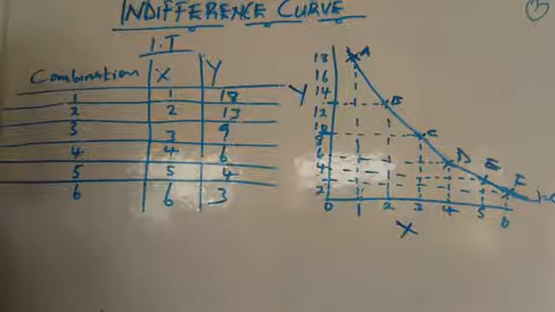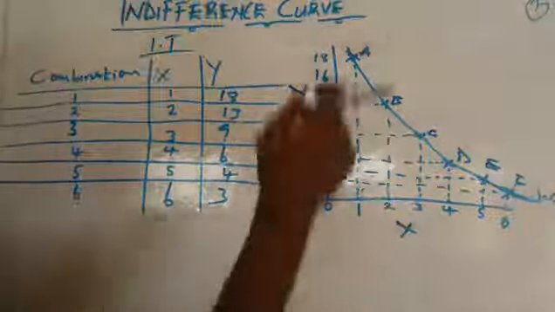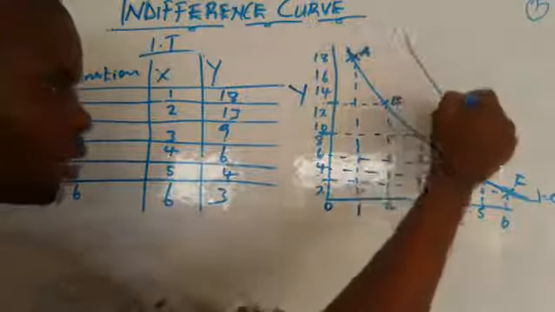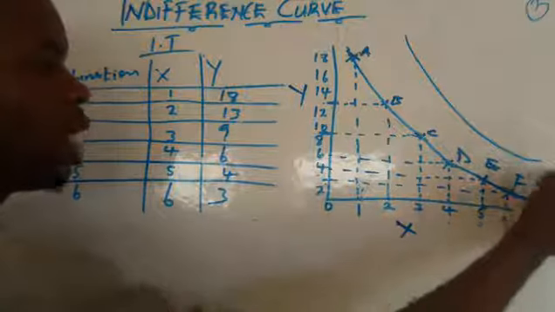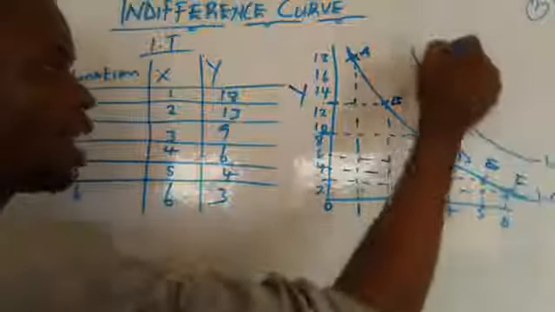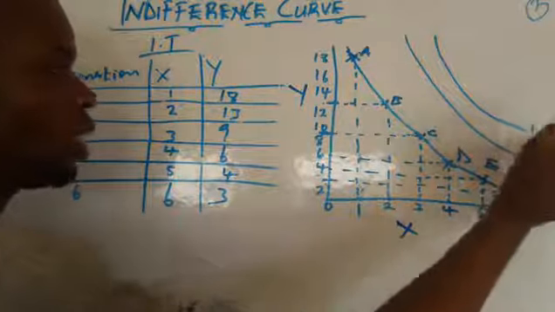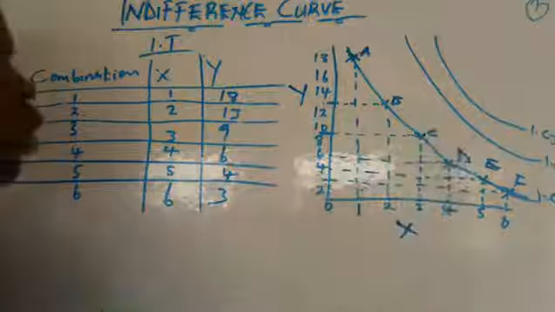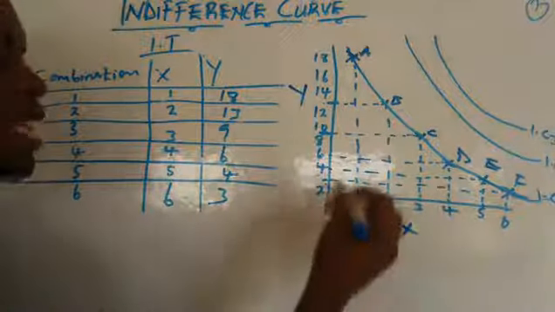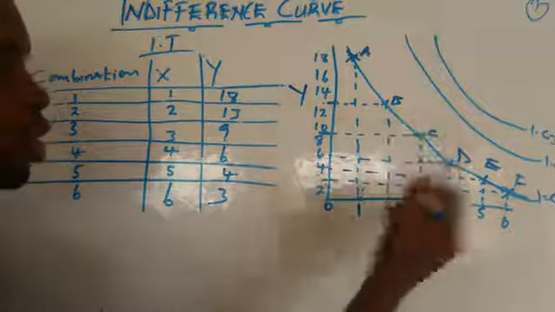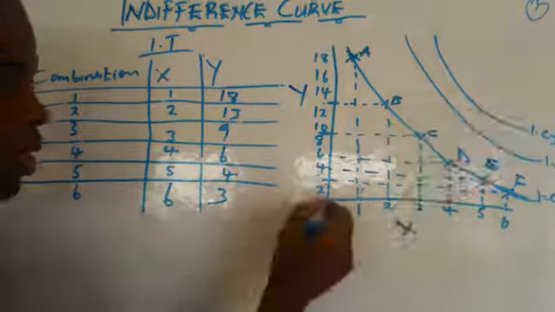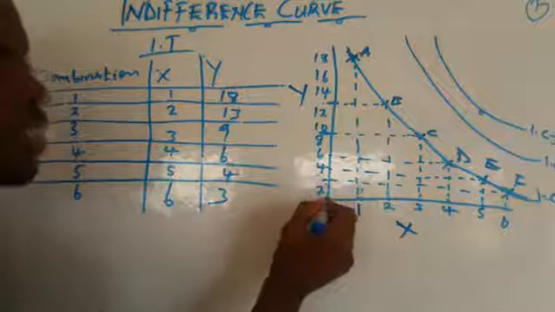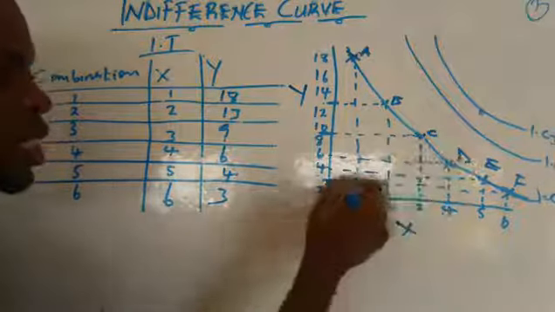When you have indifference map, that will be a situation whereby there are multiple curves on a graph. If I have another one here now, then I say this is indifference curve 1, indifference curve 2, and I have another one, indifference curve 3. So I don't call this indifference curve now, I call it indifference map, where you have more than one indifference curve on a graph. And any indifference curve that is farthest from the origin gives higher satisfaction, and the one that is closer to the origin gives lesser satisfaction.